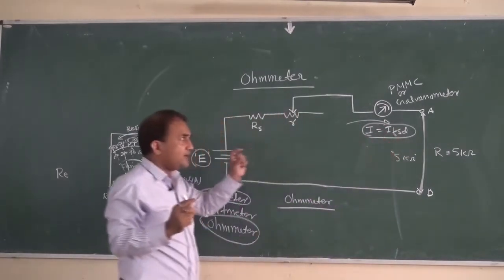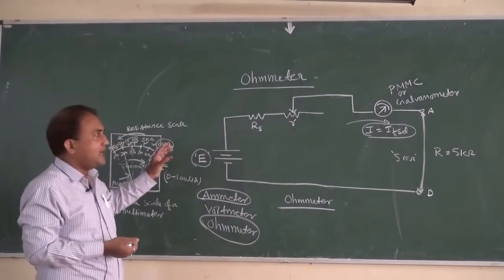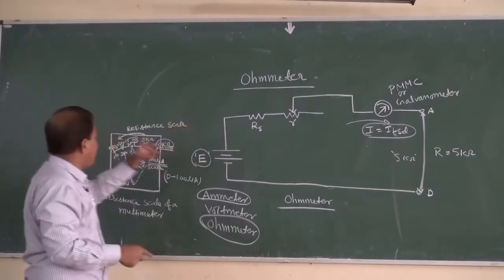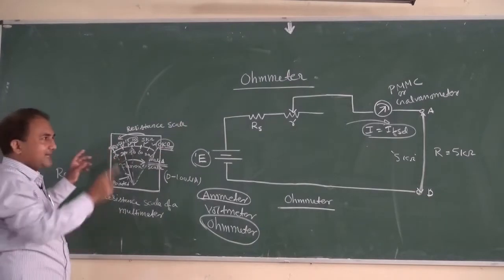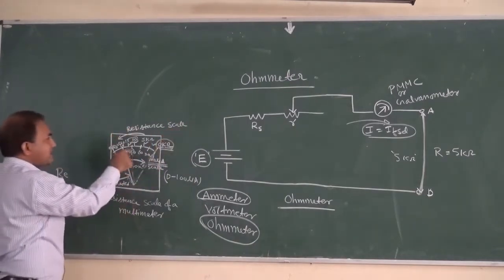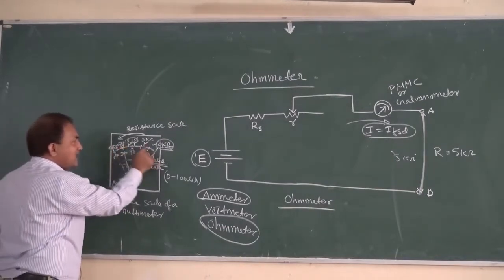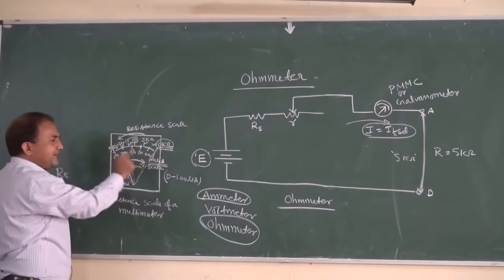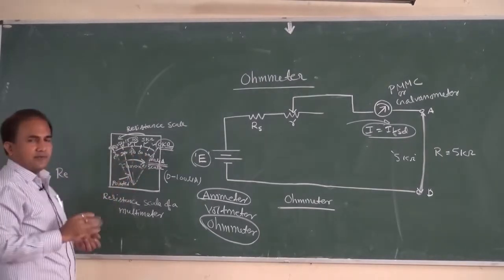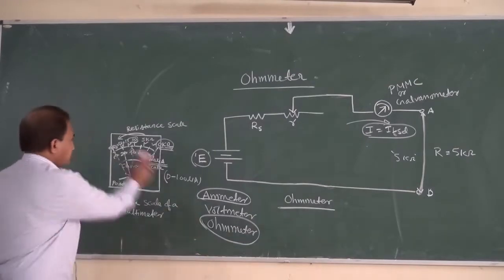So corresponding to full scale deflection current, R is equal to 0, and if we are opening the terminals, R is equal to infinite. Then for known values of resistor, we mark the corresponding value of current. In this way we are calibrating the meter. So this is the working principle of the ohm meter. Okay, so you got it.